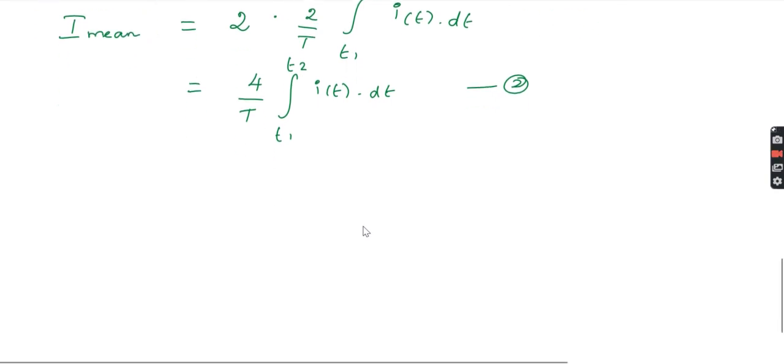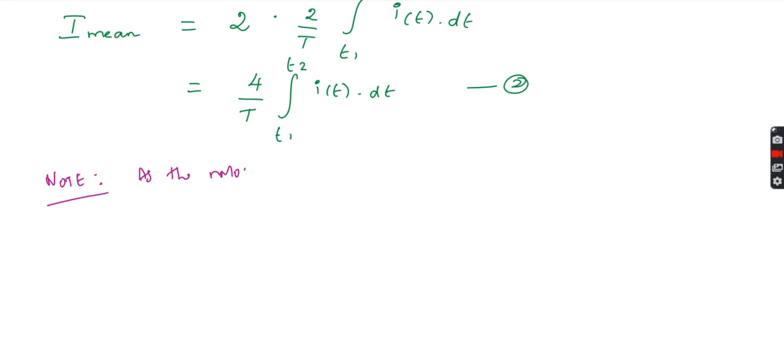Note, as I mentioned earlier, you have to make a note in which region both the transistors are working. As I mentioned earlier, the NMOS transistor is operating in the saturation region. The NMOS is operating in a saturation region.